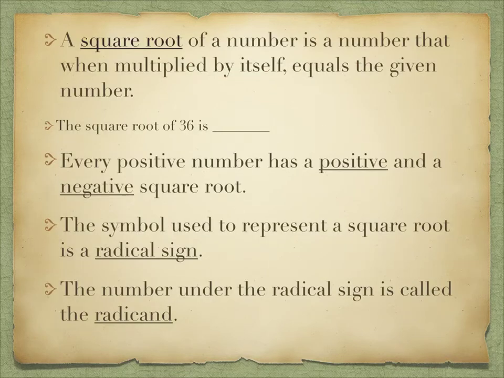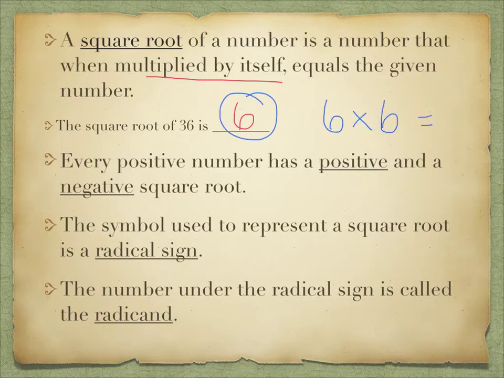A square root of a number is a number that when multiplied by itself equals the given number. So the square root of 36 is 6, because when 6 is multiplied by itself, it equals 36, which is the given number here. So a square root of a number is a number that when multiplied by itself equals the given number.